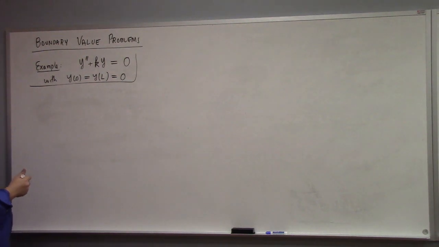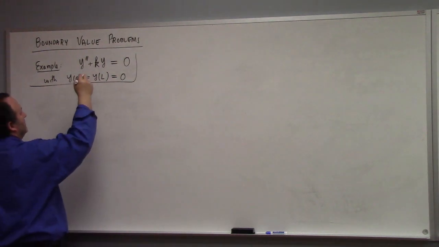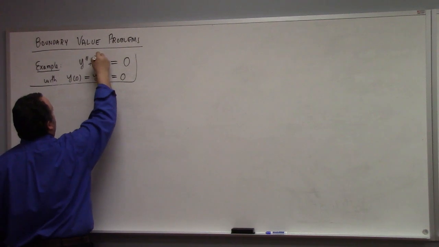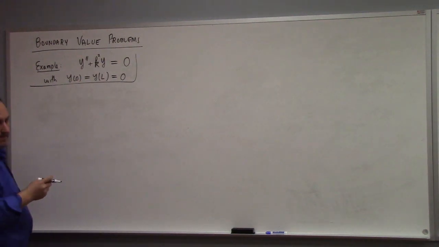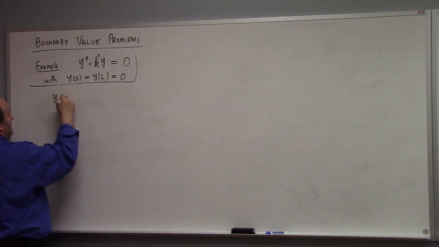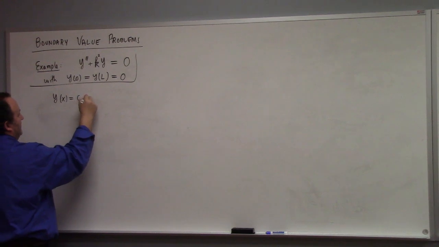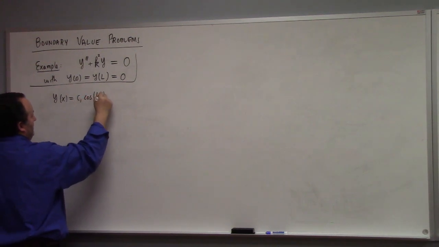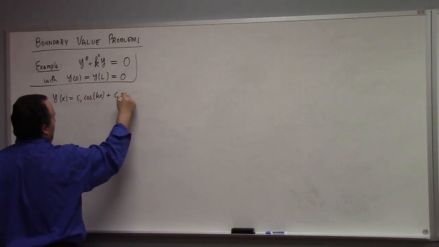And in fact, let's make that a k squared. See, if I make that k squared, then our solution has the form y of x is equal to like c1 cosine kx plus c2 sine kx.